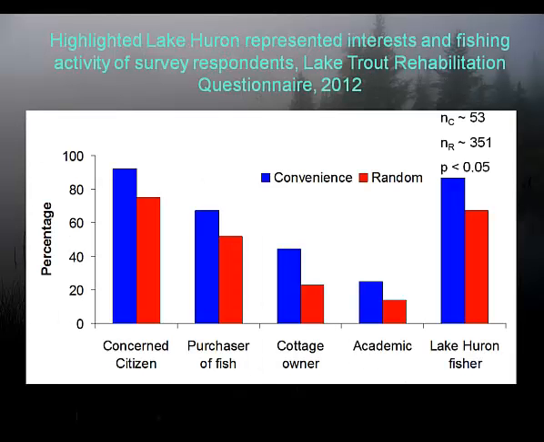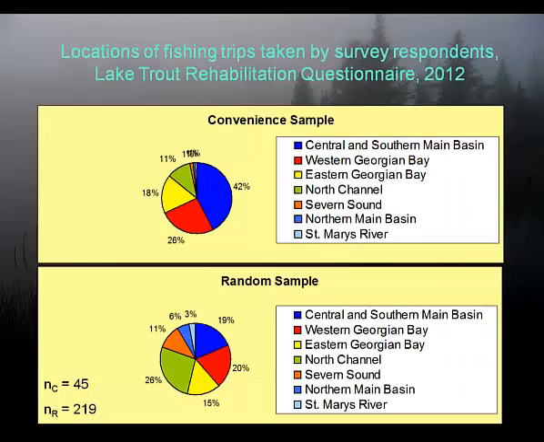As far as what they represented, who these people were, they were able to put down multiple answers for this one. So a number of them were fishers in Lake Huron. It was a pretty good split, but concerned citizen was obviously the most common one, with purchaser of fish and cottager, etc. So it was just an attempt to figure out who these people were. And we also asked them about their fishing area, where they do fish.